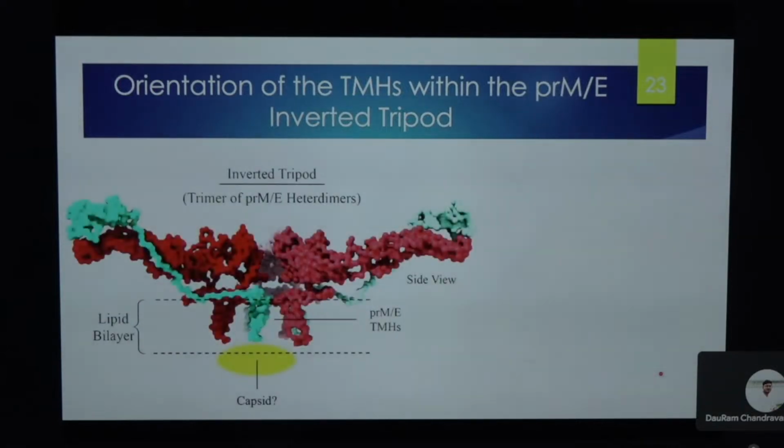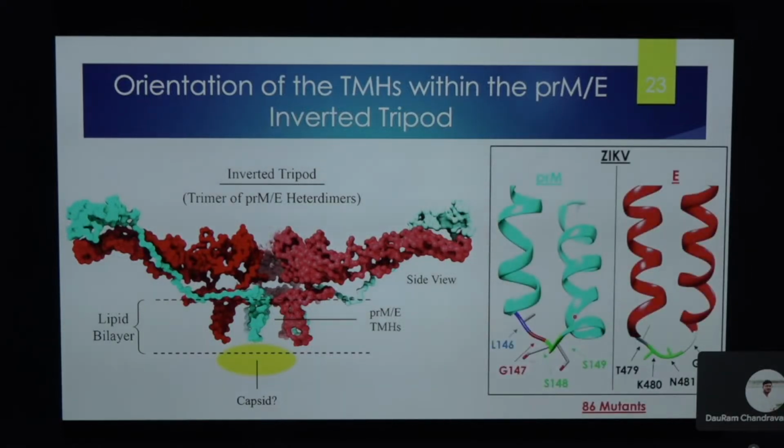And so again, to revisit what it is we're trying to understand here, we have the inverted tripod structure, that spike that we looked at earlier, of the PRM, shown here in blue, and E protein heterodimer, shown here in red, in close proximity to capsid protein. Are these residues right down here at the bottom of these proteins interacting with capsid, or are they helping to drive assembly somehow? And again, those are the residues I'm very interested in.